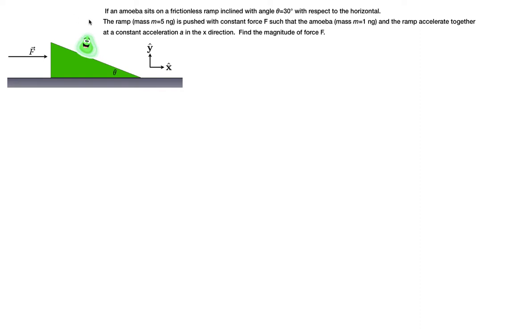I'm going to try to work through this example that I started but did not finish in class. It says the amoeba sits on a frictionless ramp at a given angle with respect to the horizontal. The ramp has a mass of 5 nanograms, and the amoeba has a mass of 1 nanogram, and they accelerate together at a constant acceleration a in the x direction.